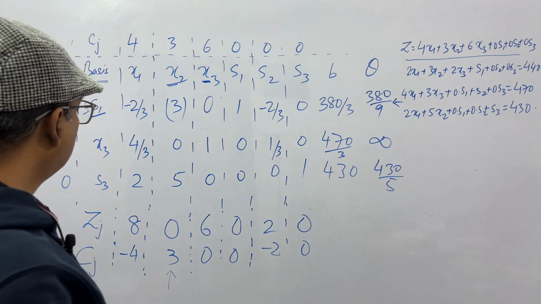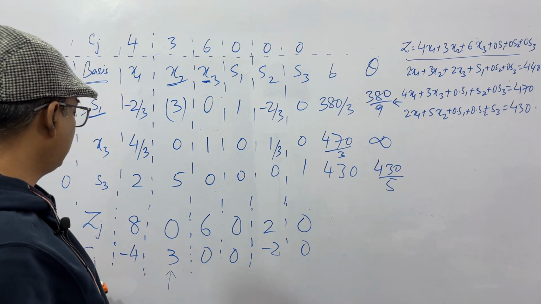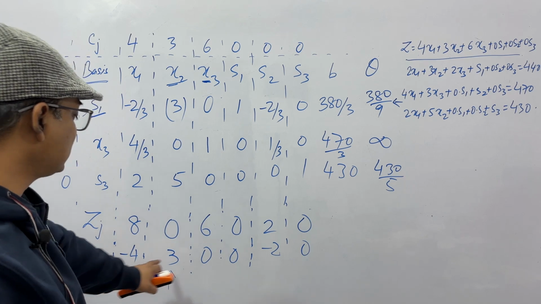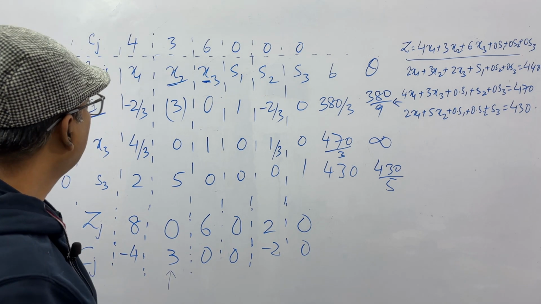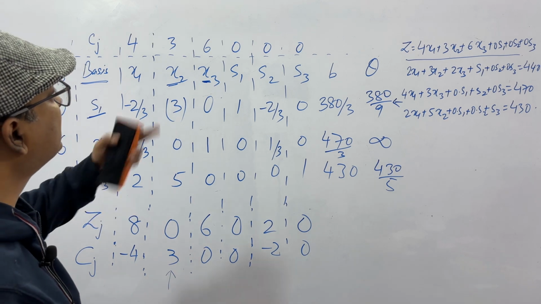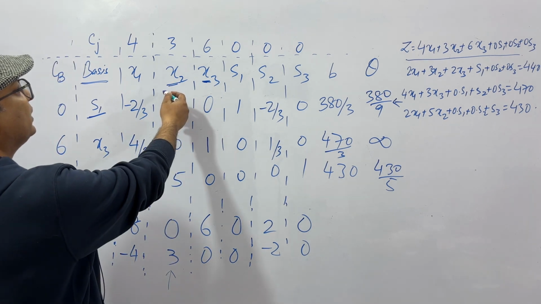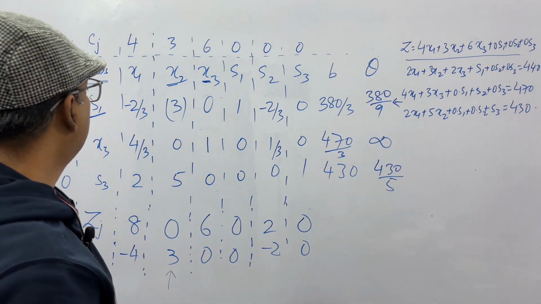Clear up to this? So since we have not got Cj all negative, each Cj has to be less than or equal to 0 so that we reach the optimal solution. It's not the case. So what we'll do is, we'll restart. Our entering variable is x2 and exiting variable is s1. Okay.